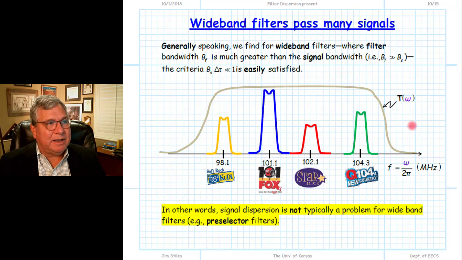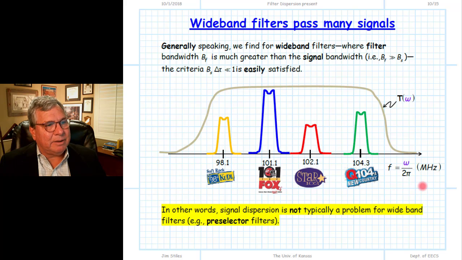In that case, we can have a situation where our delay can change over the preselector bandwidth. We can change over 20 megahertz. But for any individual 200 kilohertz signal, since it's such a small portion of the overall spectrum, we find the delay changes so little that it is insignificant with respect to distortion, or dispersion rather, and thus distortion.